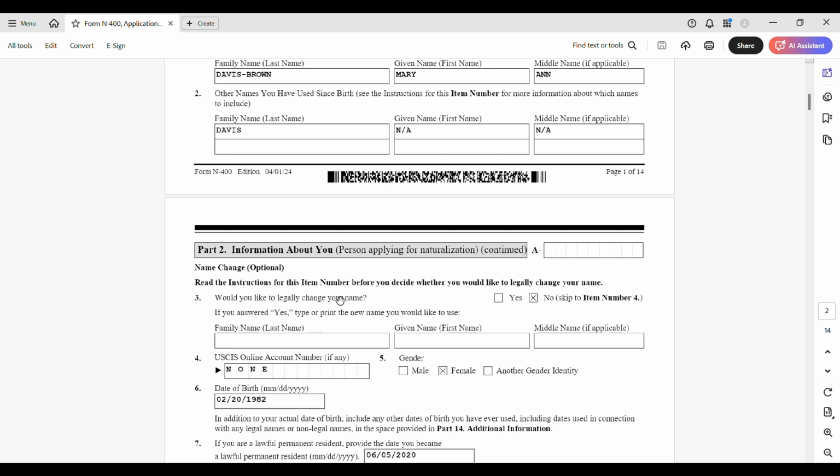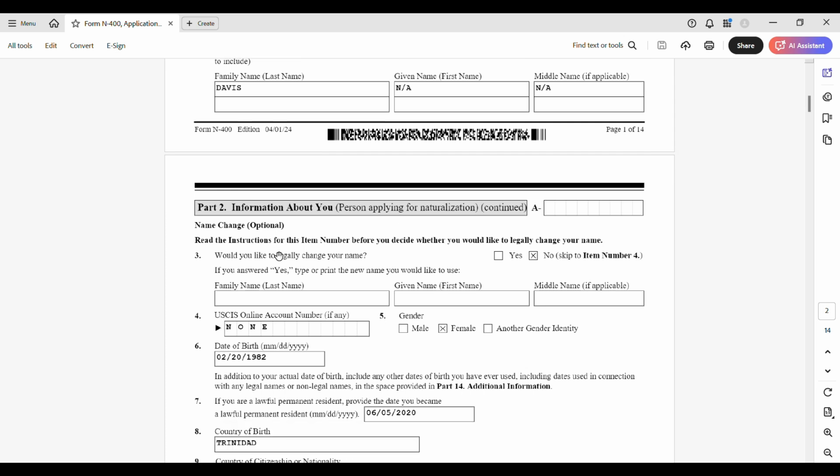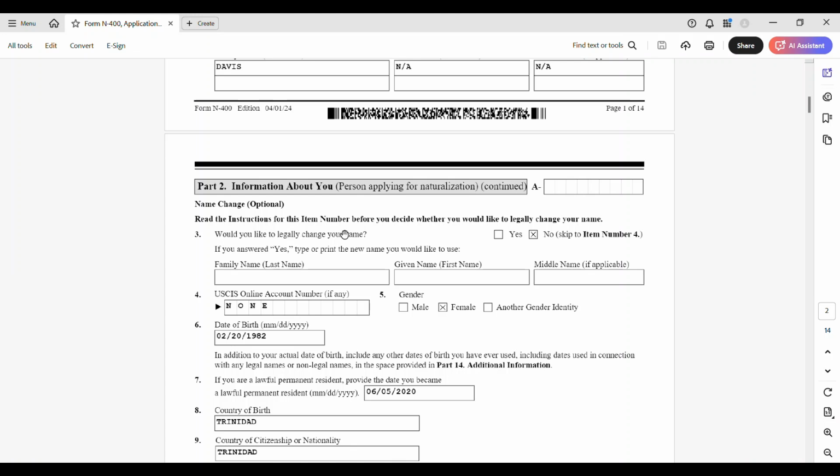Moving on, information about you. Person applying for naturalization continued. Read the instructions for this item number before you decide whether you would like to legally change your name. So if you would like to change your name, this is where you would be able to state the new name that you would like to go by. So you're going to indicate whether you would like to or not. If you would like to change your name, you're going to indicate yes here.